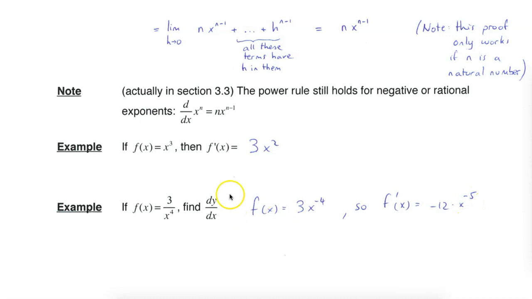One more thing here, you can see that in the first example I used the notation f prime. Here I used the notation dy/dx. Here I used the notation d/dx times f of x. So all these are exactly asking for the same thing. You have to get used to these different ways of writing the derivative.